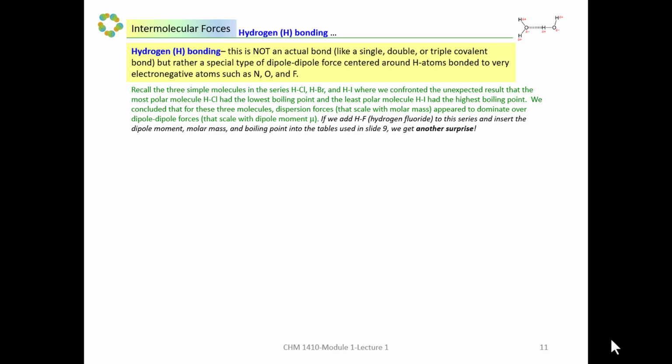Now recall the 3 simple molecules in the series HCl, HBr, and HI, where we confronted the unexpected result that the most polar molecule, which was HCl, had the lowest boiling point, and the least polar molecule, HI, had the highest boiling point. We concluded that for these 3 molecules, dispersion forces that scale with molar mass appeared to dominate over dipole-dipole forces that scale with dipole moment. If we add HF, hydrogen fluoride, to this series and insert the dipole moment, molar mass, and boiling point into the tables we used in slide 9, we get yet another surprise.